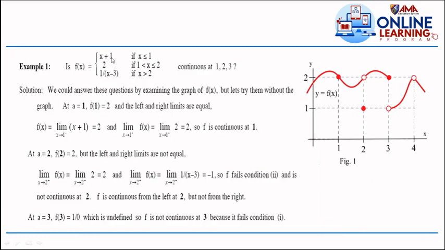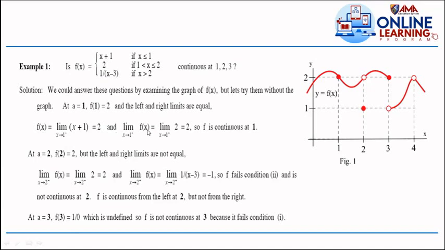If the function f(x) equals x plus 1 if x is less than 1, 2 if x is greater than 1 or less than 2, and 1 over x minus 3 if x is greater than 2. We could answer this question by examining the graph of f(x), but let's try it without the graph. At a equal to 1, f(1) is equal to 2, and the left and the right limits are equal. So the limit of x plus 1 as x approaches 1 is equal to 2.